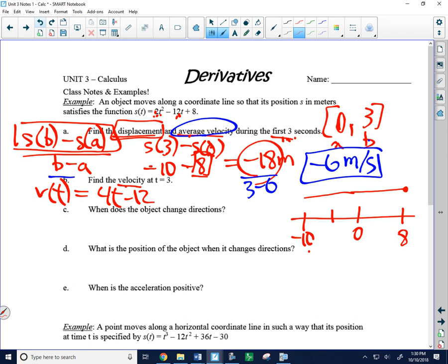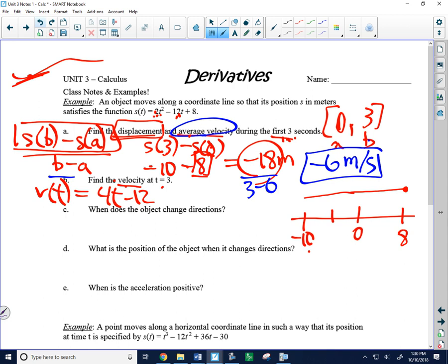So part A was average velocity. That was, okay, what's the average rate of change between 0 and 3 seconds? This is, what is the exact rate of change at 3 seconds? Right, it's a tangent line. So whatever's going on right here. Exact rate of change at 3 seconds.